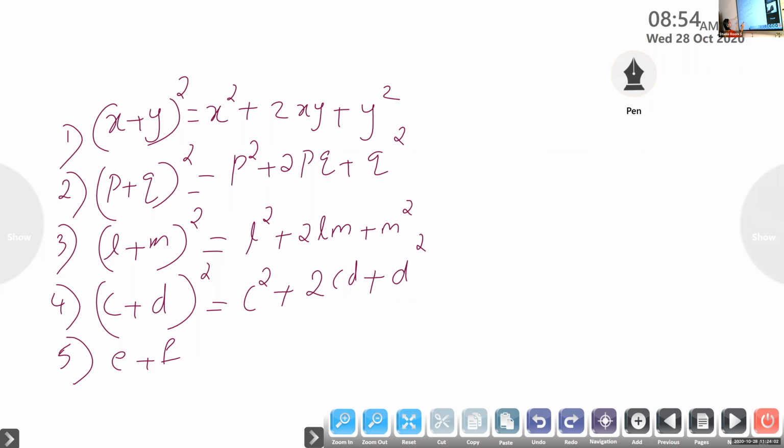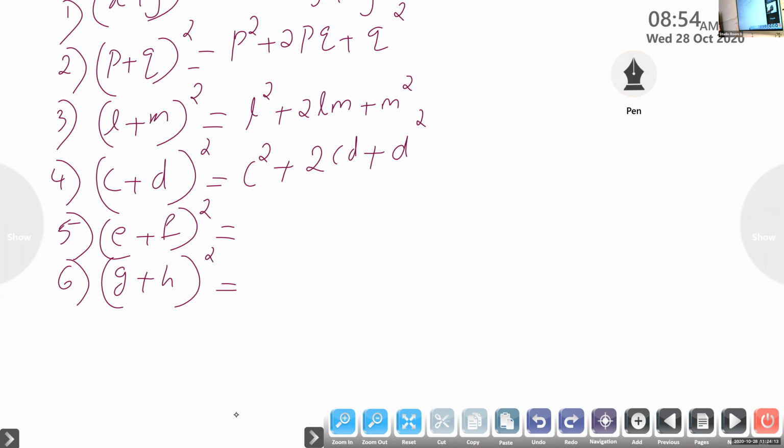e plus f. Don't make mistakes. I'm giving many questions. After this, we have to move to numbers also instead of a and b. Topic's name: identities, standard identities. In your textbook, it is page 148.